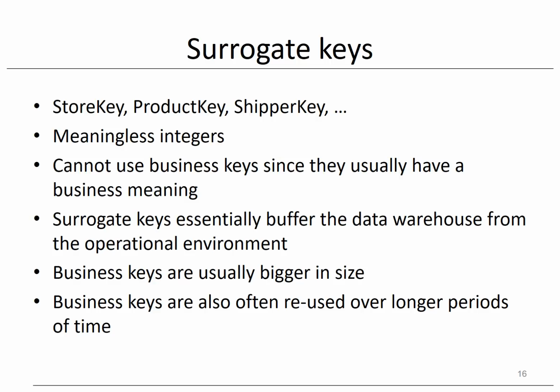Surrogate keys essentially buffer the data warehouse from the operational environment by making it immune to any operational changes. They are used to relate the facts in the fact table to the appropriate rows in the dimension tables, with the business keys only occurring in the much smaller dimension tables to keep the link with the identifiers in the operational systems.